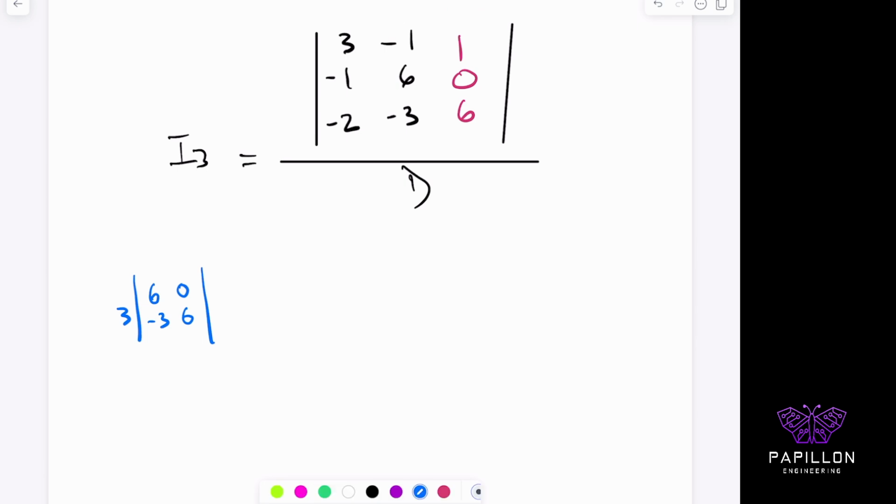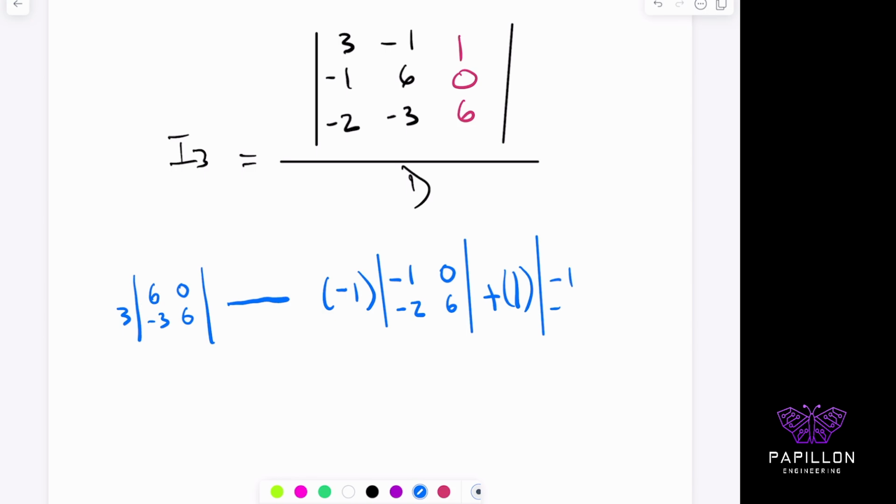And then I'm going to do subtracted from minus 1. And then this time it's going to be here minus 1, minus 2, 0, and 6. And then finally I'm going to do 1. And that 1 is going to be times by minus 1, minus 2, 6, and minus 3.